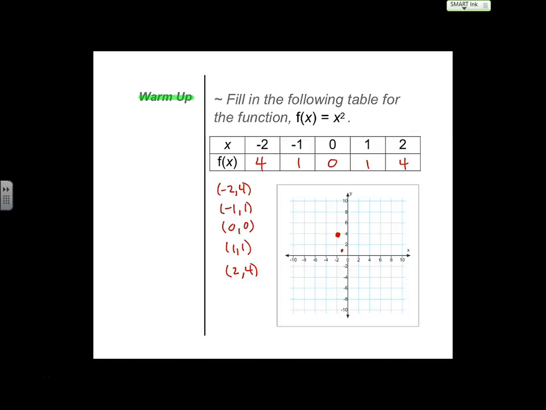Now, these units go by 2, so it's a little bit harder to do. So negative 1, 1 would be approximately there. Where's 0, 0? Always in the middle, and what's that special point called? The vertex of a parabola in this case, but normally it's called the origin, starts with O. Origin. Then if you guys keep on going, do you see your U shape?